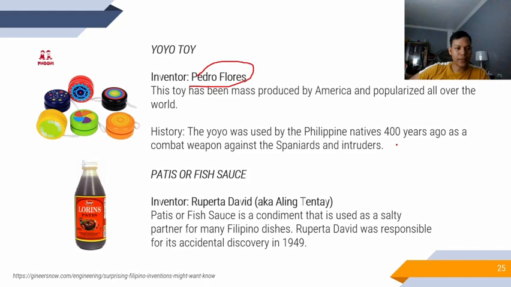Okay, and also we have patis or fish sauce. The inventor of this is Roberta David, aka Aling Tentay. Patis or fish sauce is a condiment that is used as a salty partner for any Filipino dishes. Roberta David was responsible for its accidental discovery in 1949. So these are the examples of Filipino inventions that are popular nowadays.